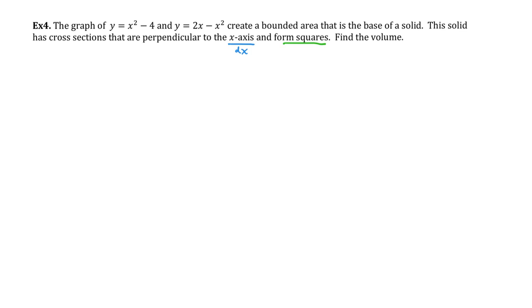Okay, so I already know perpendicular to the x-axis, I know it's going to form a square. So I'm going to go ahead and start setting it up. I'm going to set it up on the right. V equals, okay, now I want to integrate. I'm doing it with respect to x, so I need to figure out where the x value is where these two functions intersect. So I'm going to set this equal to this to see when the two graphs meet.